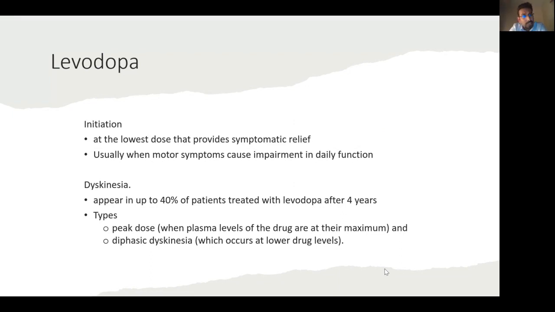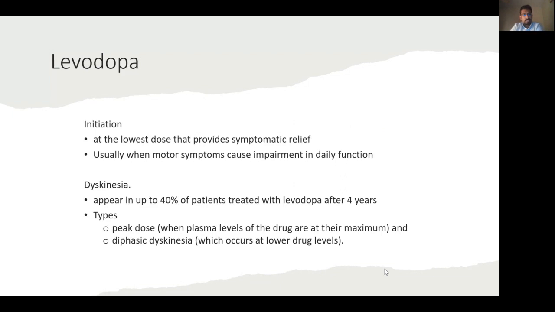We were talking about a side effect of levodopa. The commonest one, the most important one, is dyskinesia, and it is seen in 40% of patients after 4 years. As you can imagine, it is a massive number just after 4 years. And after the appearance of dyskinesia, after 1 or 2 more years, it becomes really difficult to continue levodopa at all.